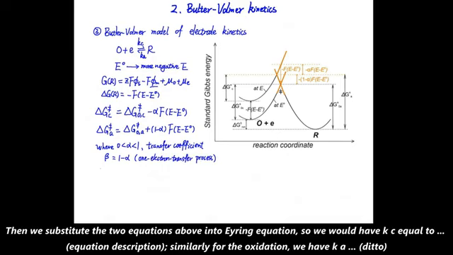Then we substitute the two equations above into the Arrhenius equation. So we would have Kc equals Ac times e to the power of minus this divided by RT. Similarly for the oxidation, we have Ka equals Aa times e to the power of minus this divided by RT.